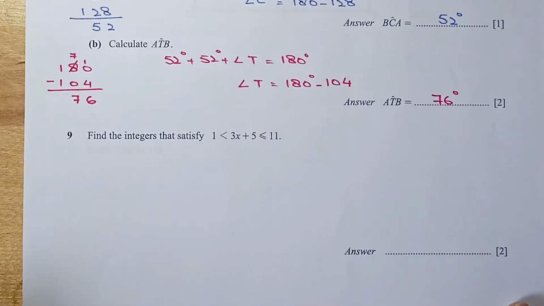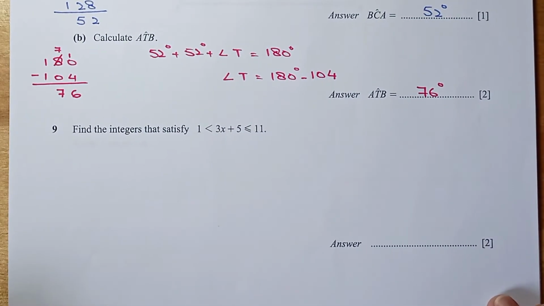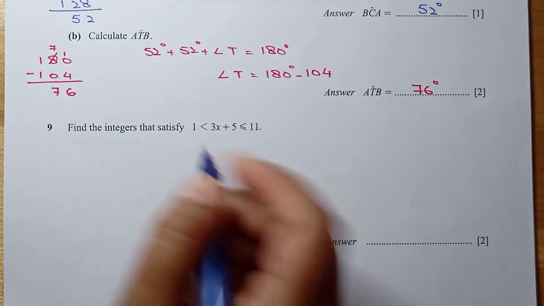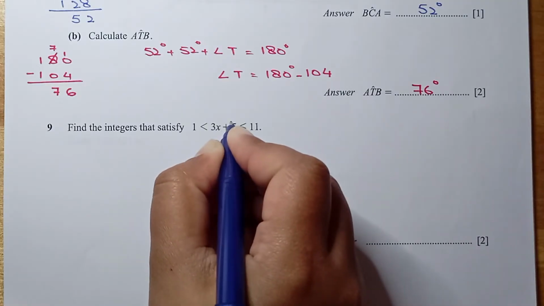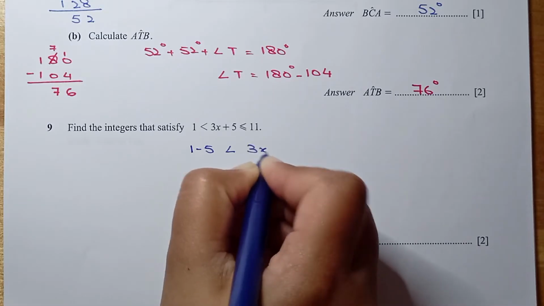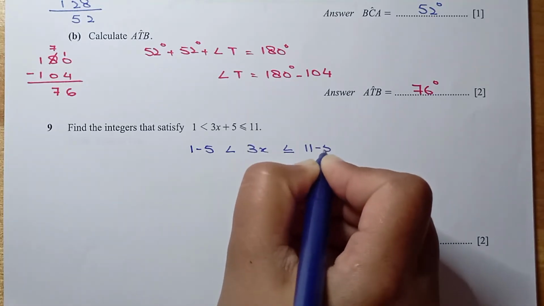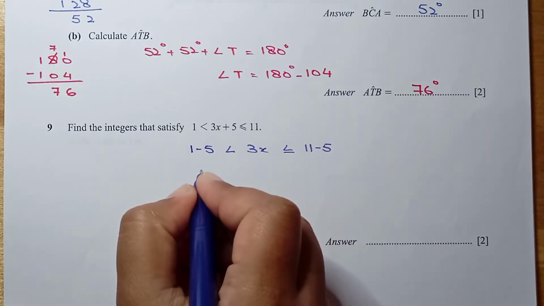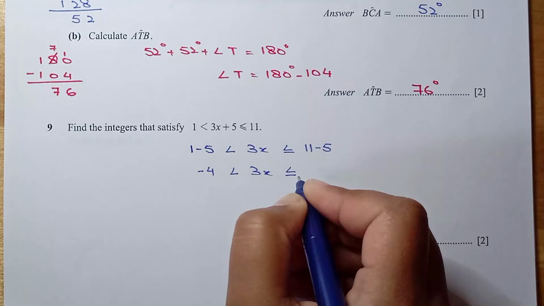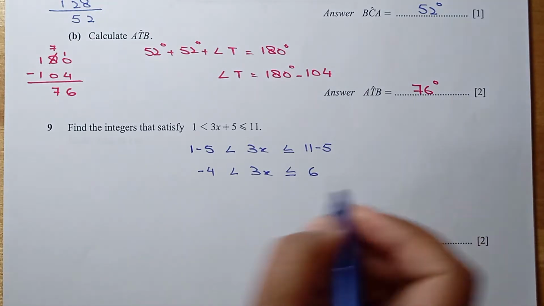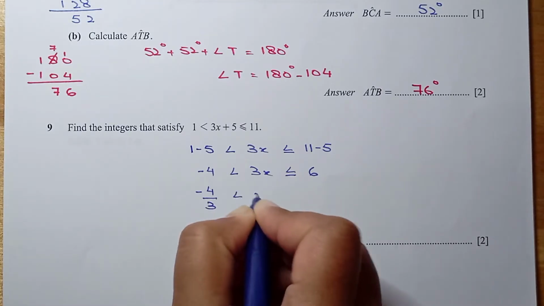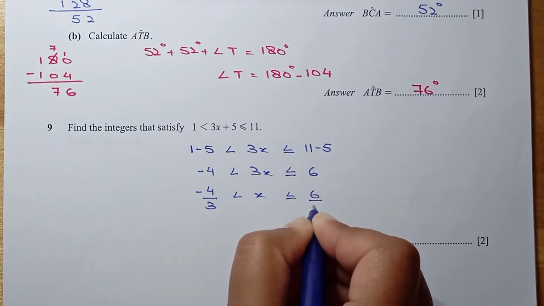Now question number 9, find the integers that satisfy this inequality. First we need to solve for x. So we need to remove this 5 by subtracting 5. So 1 minus 5 is less than 3x is less than or equal to 11 minus 5. 1 minus 5 is minus 4, and 11 minus 5 is 6. Then dividing by 3, negative 4 by 3 is less than x is less than or equal to 6 by 3.